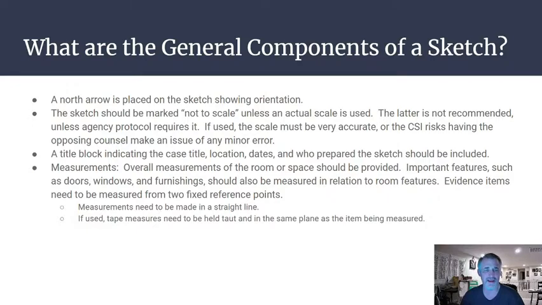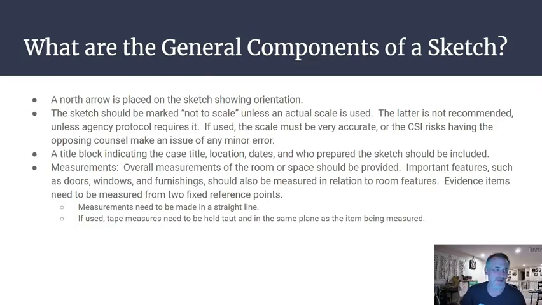Measurements need to be made in a straight line. If using tape measures, they need to be held taut and at the same plane that is being measured. So if you're measuring something straight across, you don't want to have one side of the tape measure way up here and the other side way down here, because it's going to actually increase the length and you won't have an accurate measurement. So make sure they're on the same plane and that the tape measure is pulled tight.